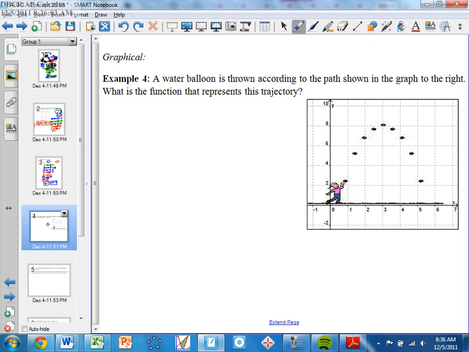So the person is tossing a water balloon, all right? A water balloon is tossed in the air, and is thrown according to the path shown in the graph to the right. What is the function that represents the actual trajectory? So again, what are we doing? We're fitting a function through all of these points. That's what we're trying to do here. We're trying to fit a function that goes through those points.